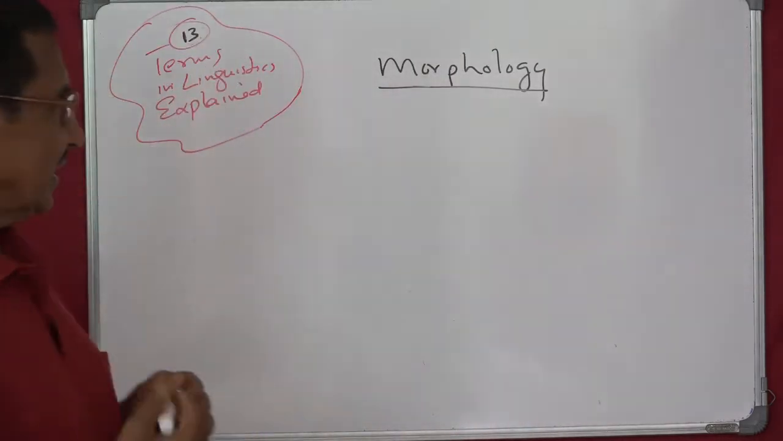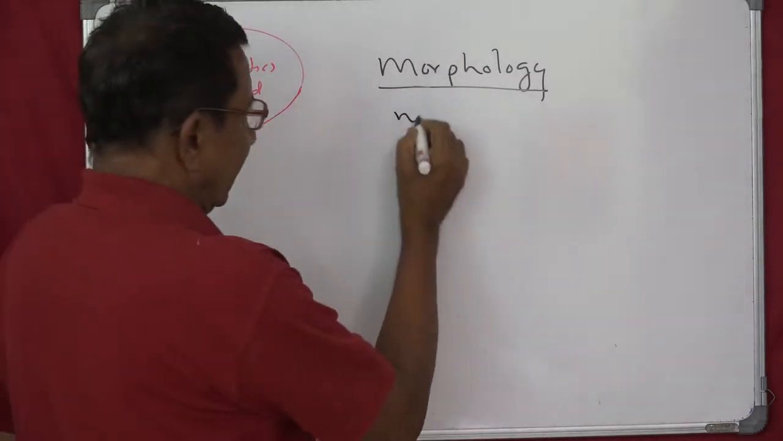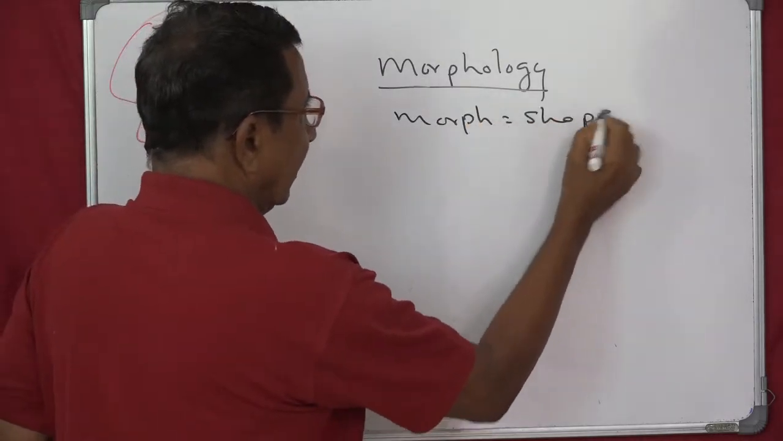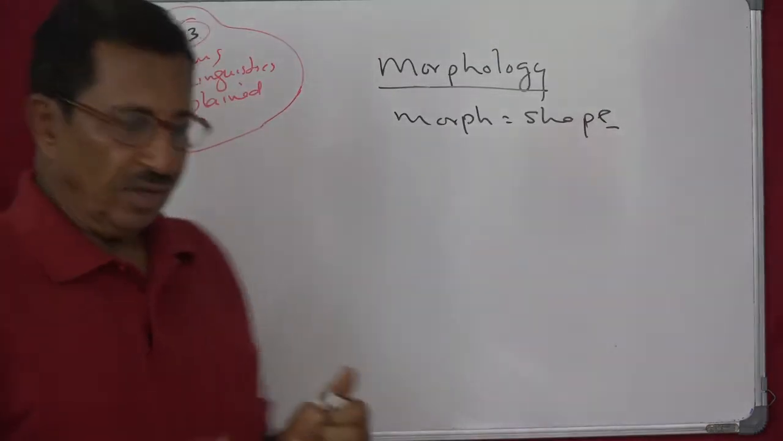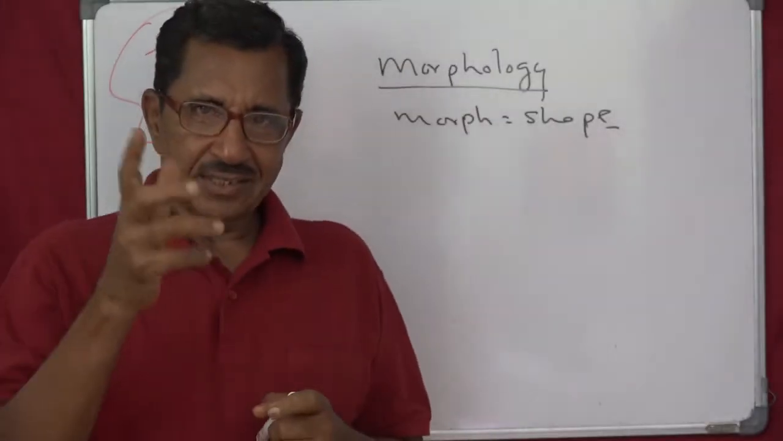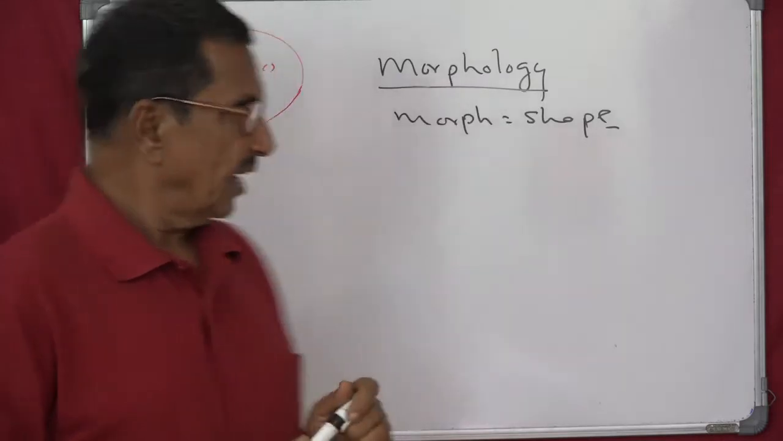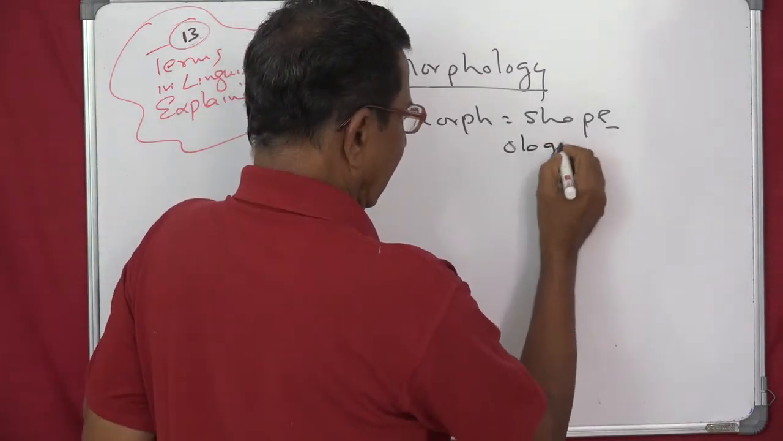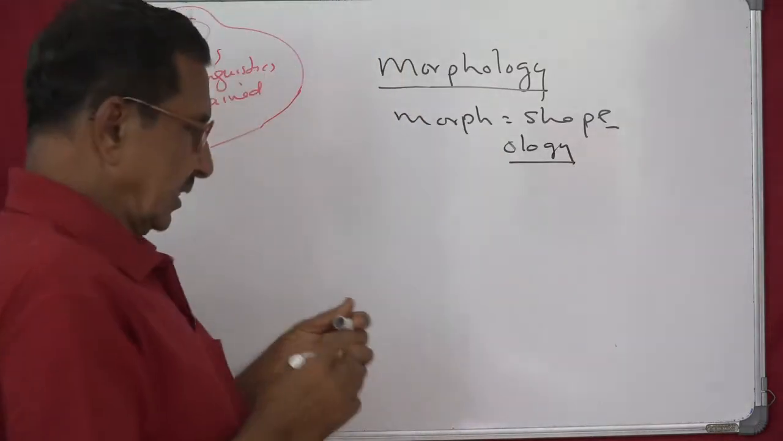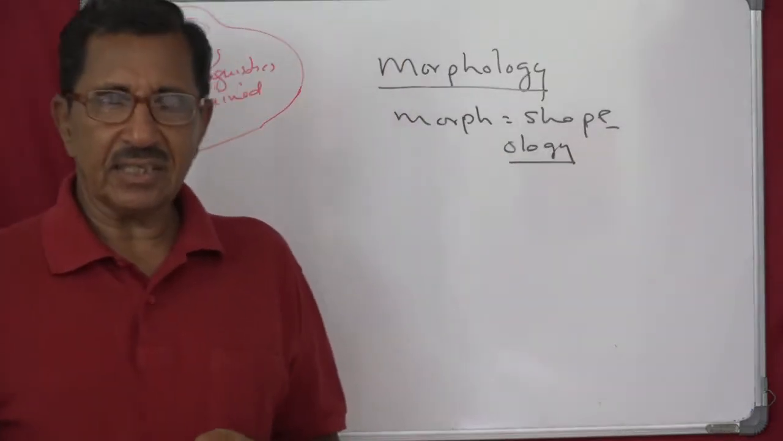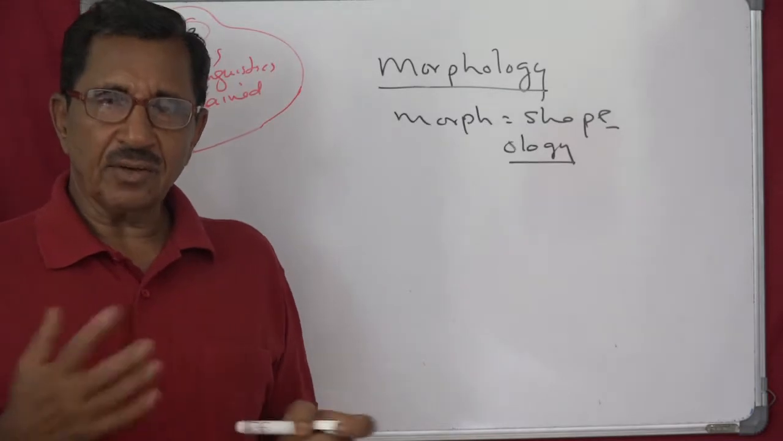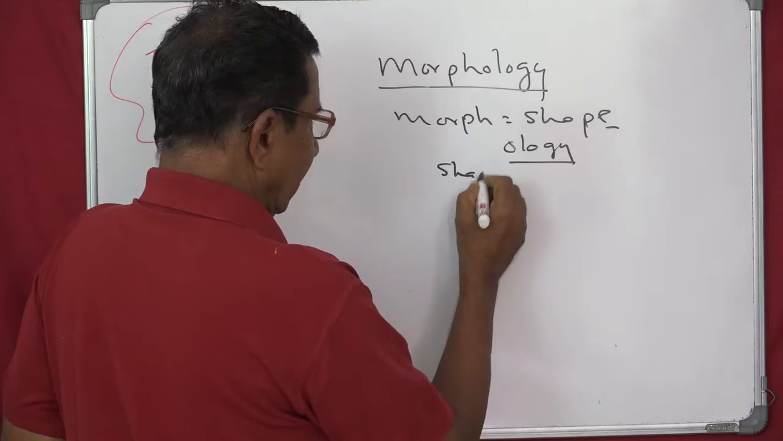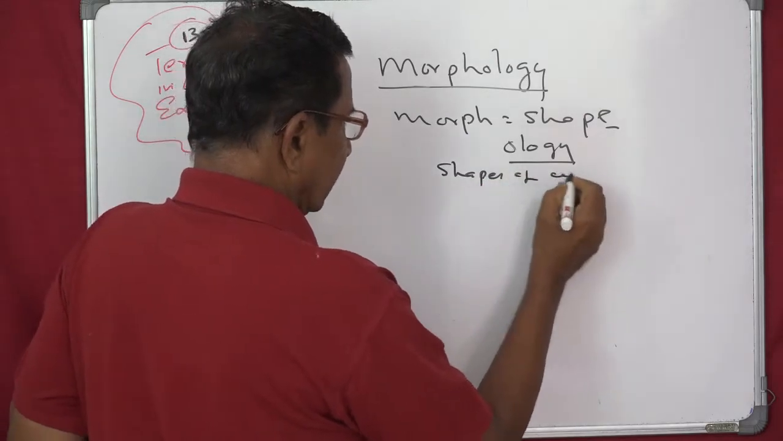Morphology, as you can see, morph. That is a Greek word. Morph means shape. That's the meaning. Morph. You know morphing, no? Means changing the shape, morphing. And ology. Ology means study of anything. So morphology means study of shapes. In this case, in linguistics, it is study of the shapes of words.